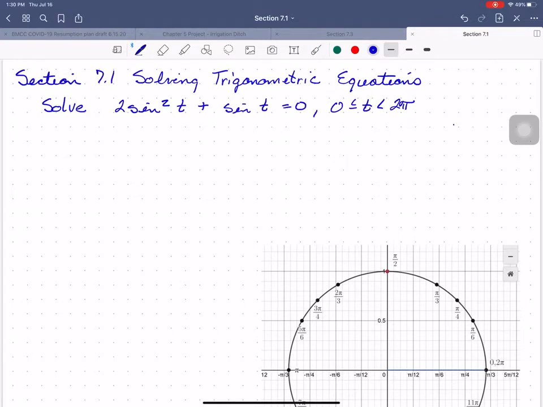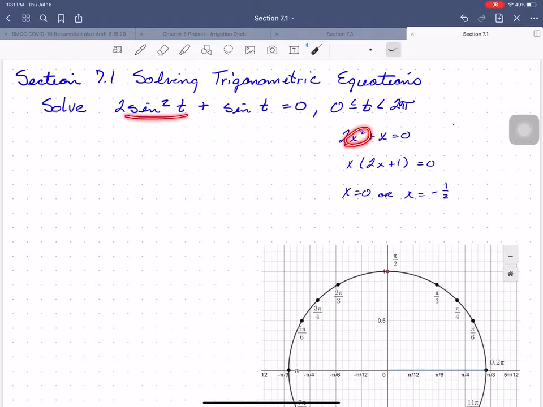Now, if this were 2x squared plus x equals 0, we would know what to do. We'd factor out the x. We'd use the zero factor property. We're going to use that same technique with our trigonometric equation. We just need to realize that instead of x's, we've got sines. So I'm going to factor out the number that is sine t.